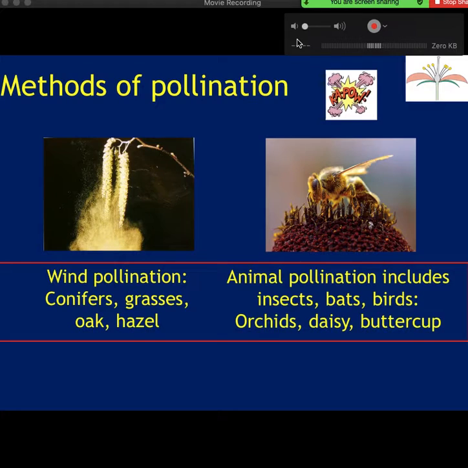So the type of question they can ask is, how are wind pollinated plants adapted for their function versus animal pollinated?